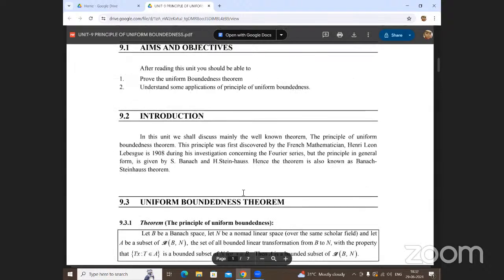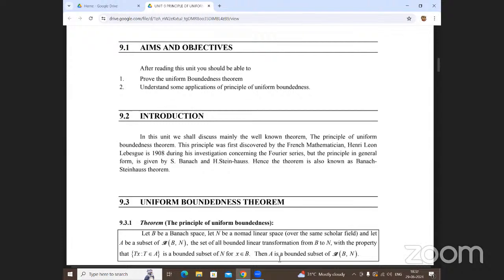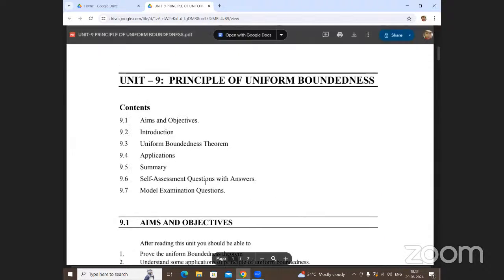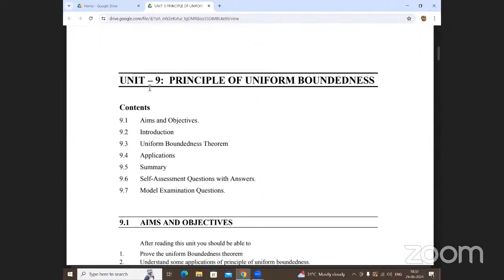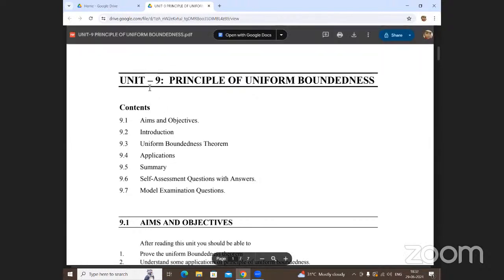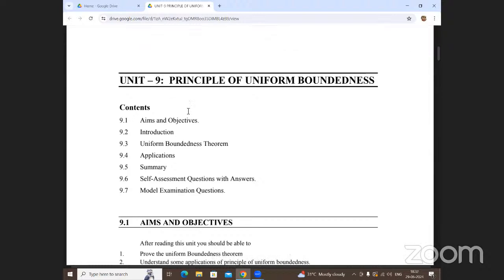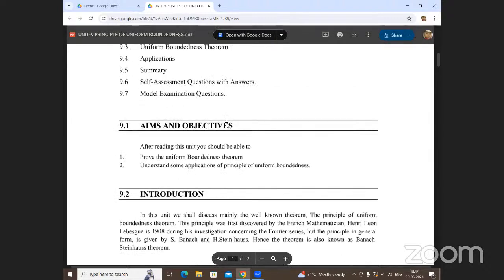Tomorrow is the most important class, the final class. In that final session we will discuss only operators and inequalities. Once again, don't deviate from this unit. This is unit 9, the principle of uniform boundedness theorem. Students, these 9 units are very sufficient for the final examination, along with the additional part: the Cauchy-Schwarz inequality, the Gram-Schmidt orthogonalization process, and Hilbert space operators.